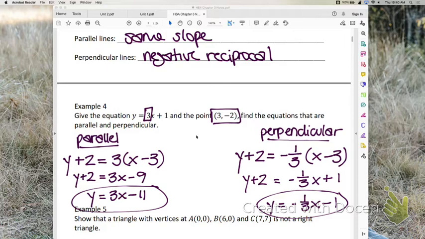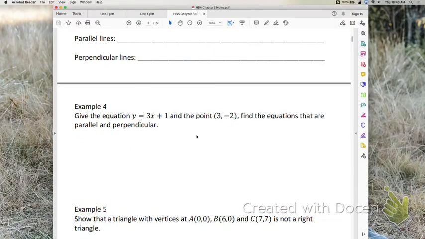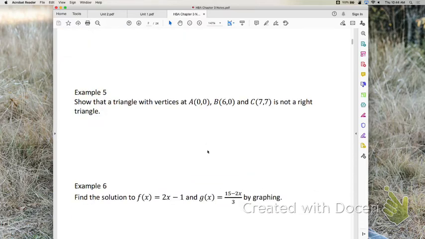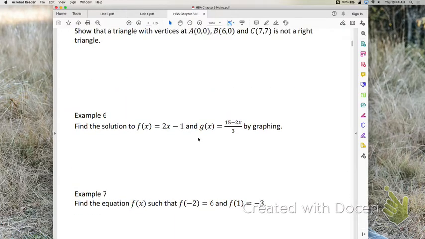All right, let's look at example 5. If I would like to show that a triangle with those vertices, the corners, is not a right triangle. This initially looks like it has nothing to do with what we're doing. But what did we just talk about that makes right angles? Perpendicular lines. So, what could I do to show that this is not a right triangle? There's options. You don't even have to replace with perpendicular, you just have to find slopes.